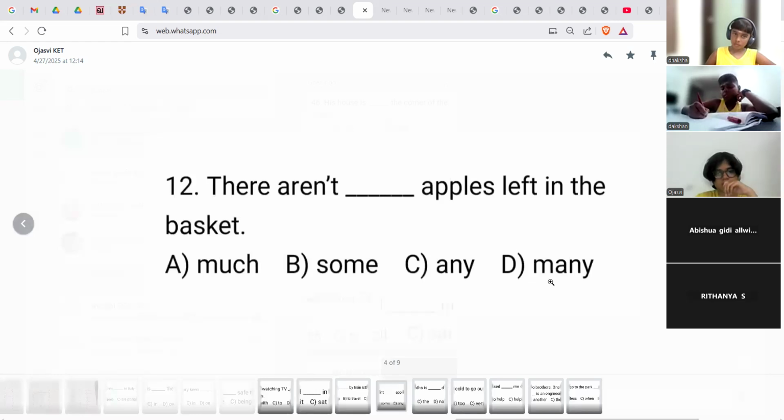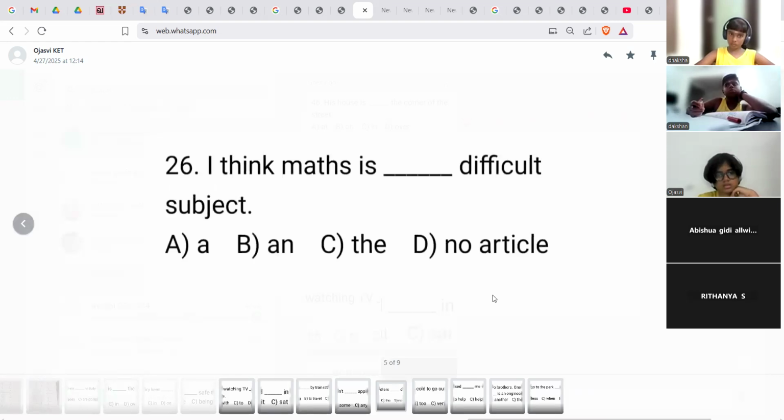So you can go with "many", but "any" being close is also not a problem. But between "many" and "any", go with "many". There isn't any apple left in the basket. There aren't many apples left in the basket. So the better answer would be D as in dog. Go with "many". Good job.